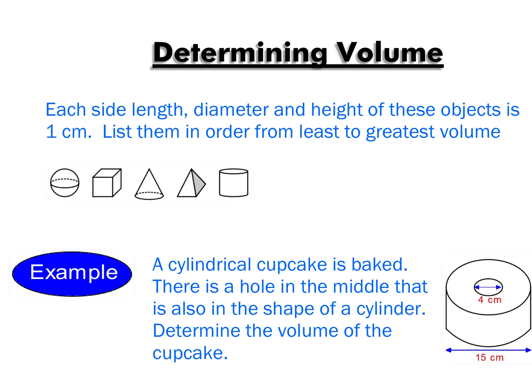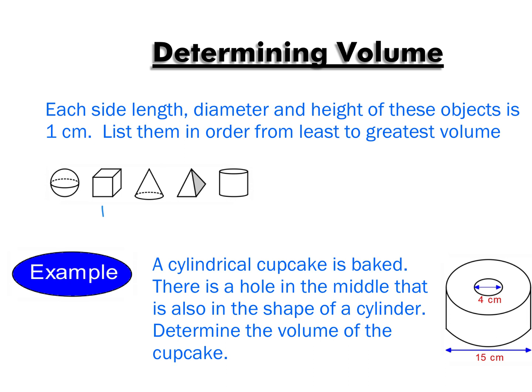We have to remember or consider what the formula is for the volume of each of these things. For example, the cube is the easiest one on the list because it's length times width times height. So with that, its volume is just going to be 1, because 1 times 1 times 1 is 1.